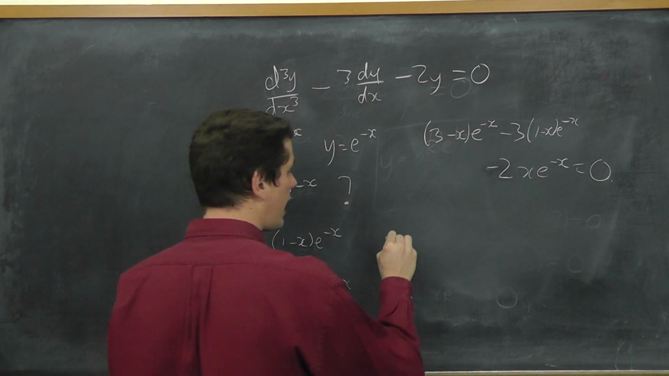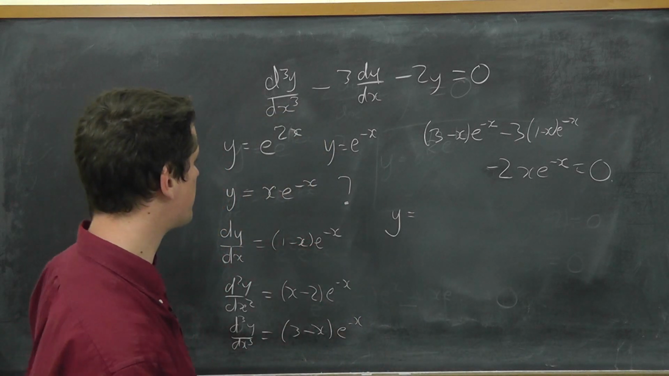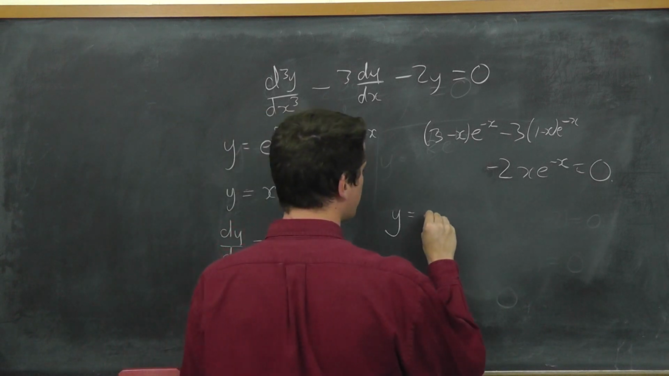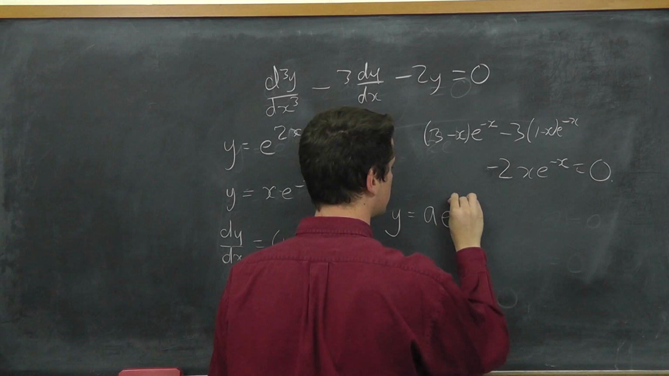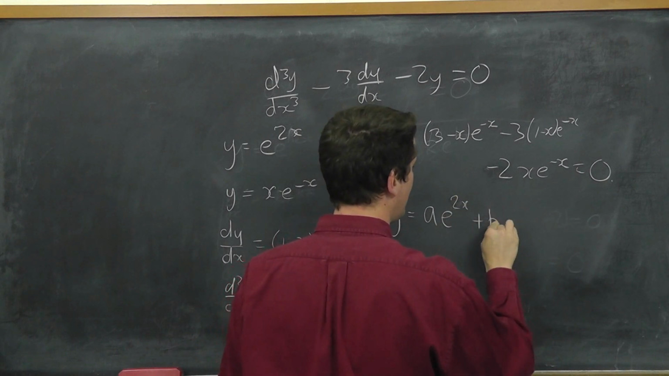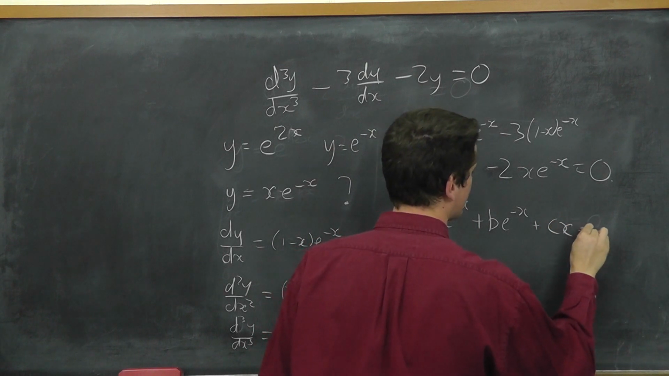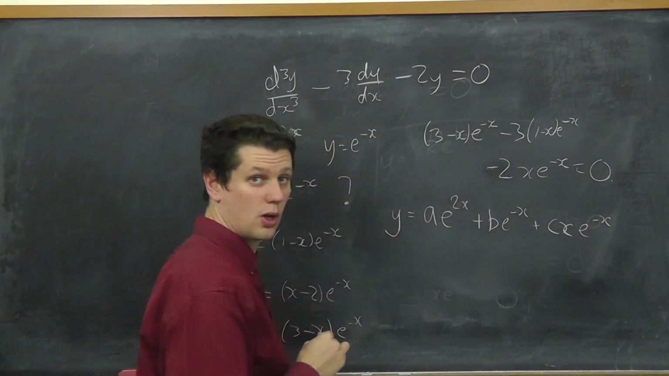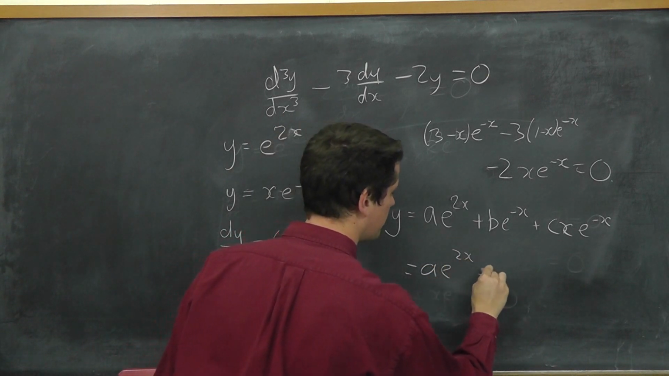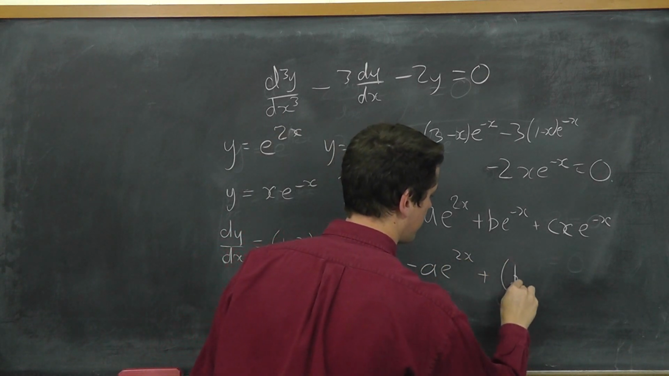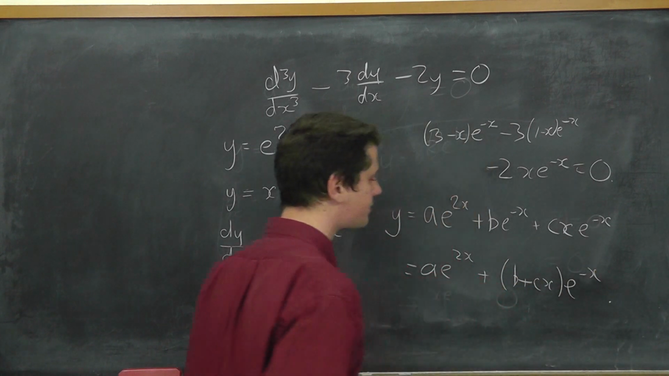So as usual, our general solution consists of linear combinations of the solutions we found. So a general solution for this is a e to the 2x plus b e to the minus x plus c x e to the minus x. Or if you prefer, a e to the 2x plus (b plus cx) e to the minus x.